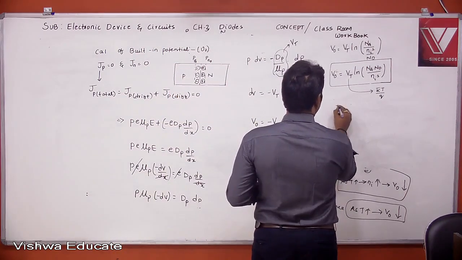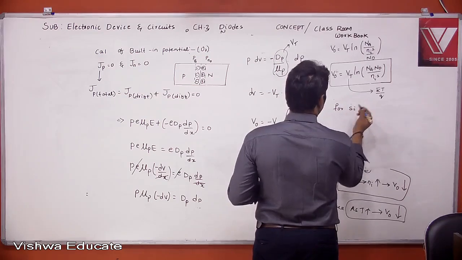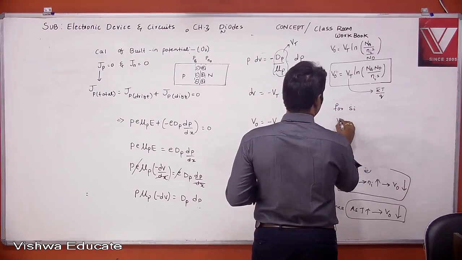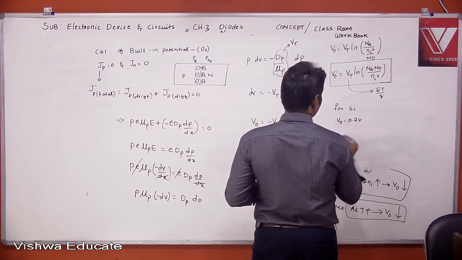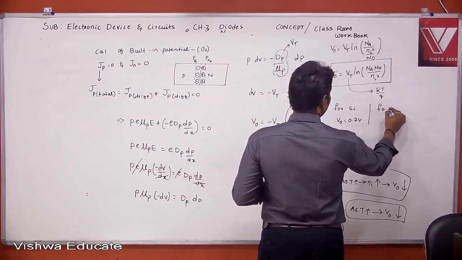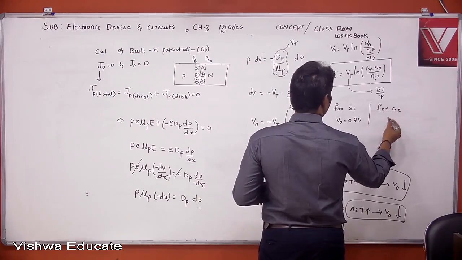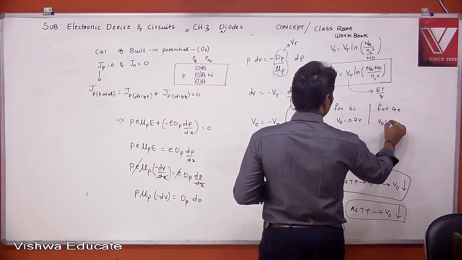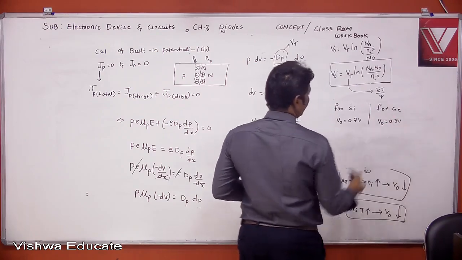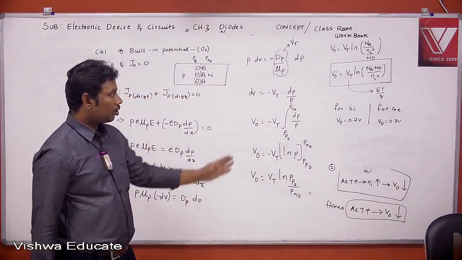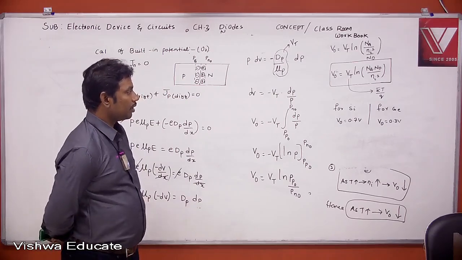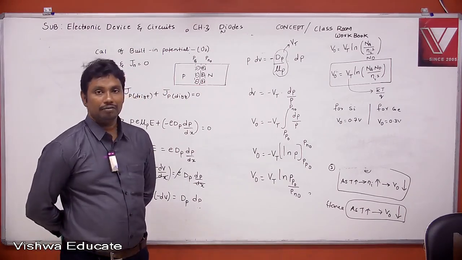See, in case of a silicon PN junction, what will be the built-in potential value? The built-in potential value is 0.7. If it is a germanium PN junction, what will be the built-in potential? 0.3. V naught is 0.3. Yeah, copy. For silicon, V naught equal to 0.7. For germanium, V naught equal to 0.3.